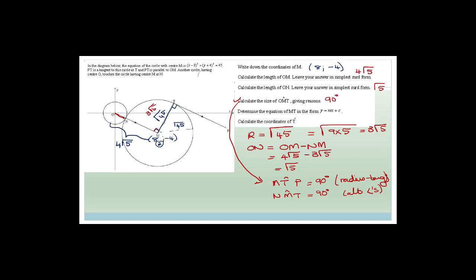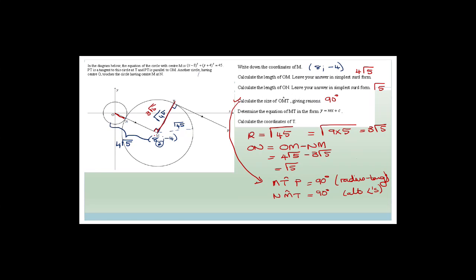Now it says determine the equation of MT. So they want the equation of MT in the form y is equal to mx plus c. So they want the equation of MT.